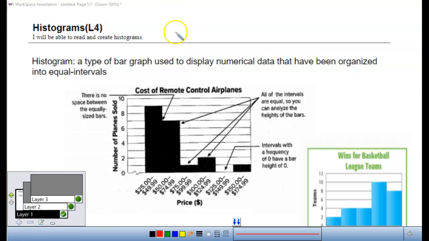Hello class, we're going to go ahead and take a look at histograms, our lesson 4. Go ahead and write that down if you do not have a packet. We'll be able to read and create histograms.